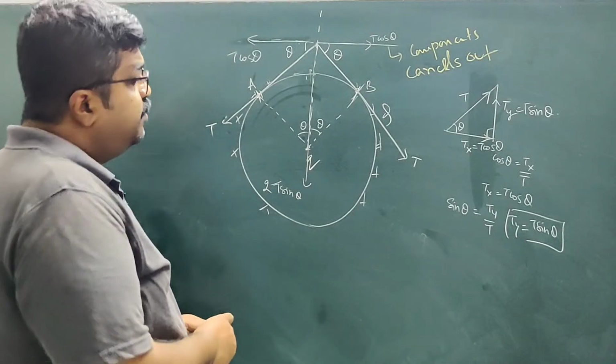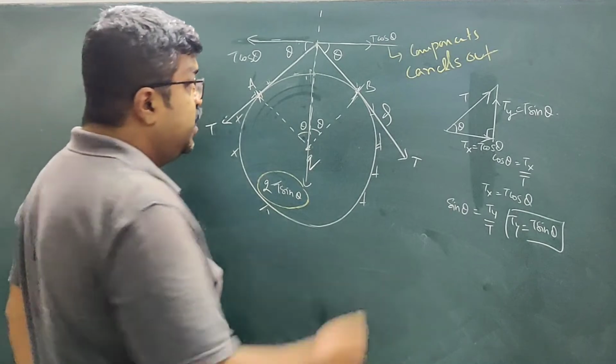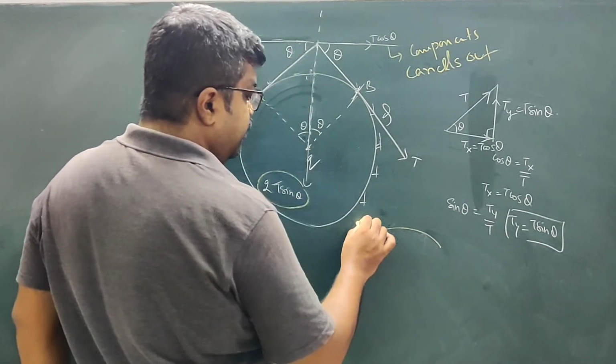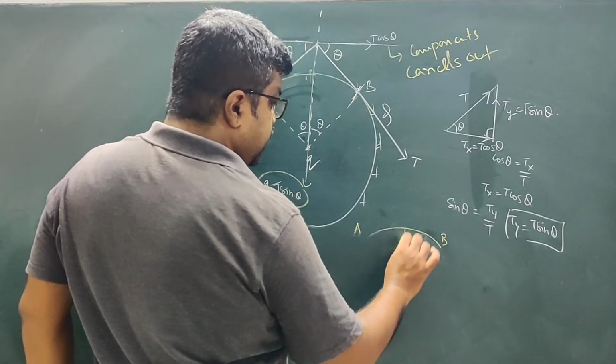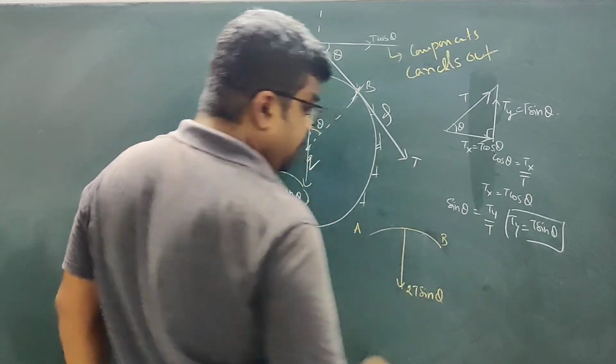Now what is this force, the tension in the radial direction? It is 2T sin theta. So in the radial direction, for this segment AB, this tension is acting in the downward direction, meaning towards the center.